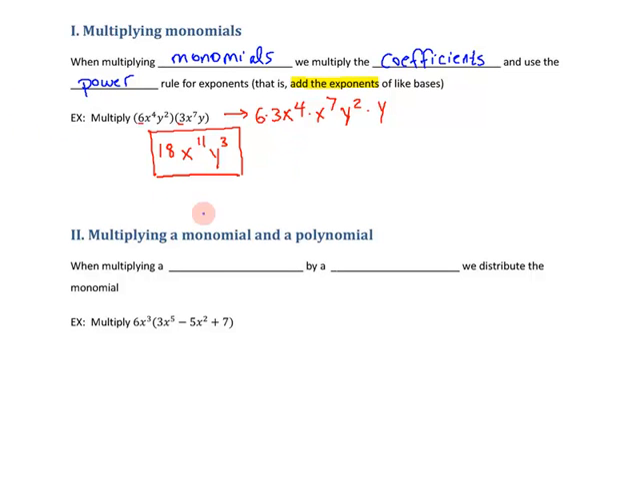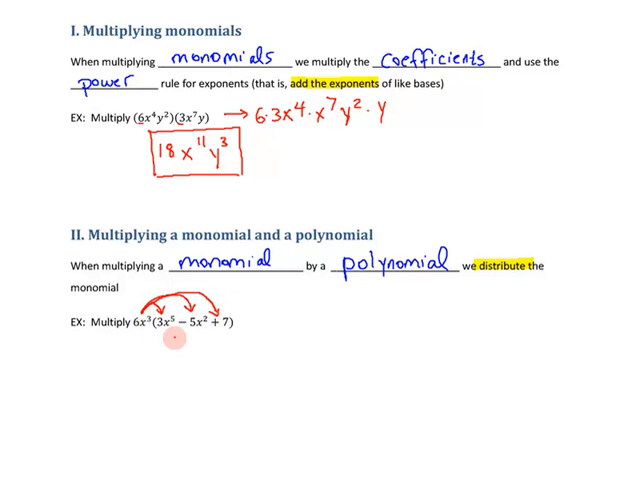Now, when you multiply a monomial by a polynomial, we use the distribution law. We distribute the monomial. So, for example, when you see 6x cubed times the polynomial 3x to the 5th minus 5x squared plus 7, we're going to multiply this times each term. We've done this before, but now it's just in the context of talking about polynomials.